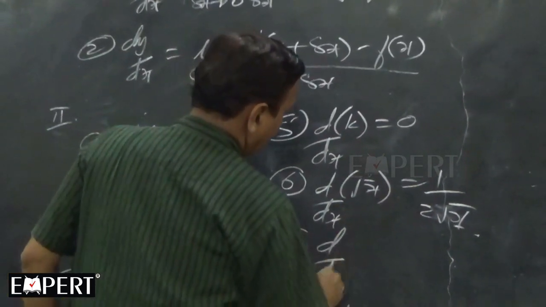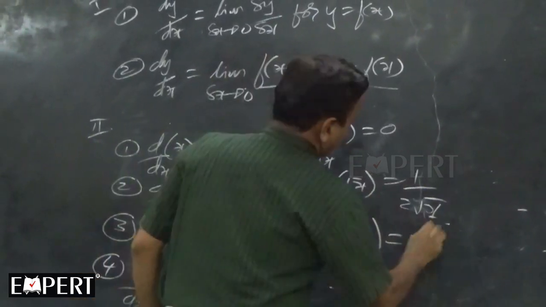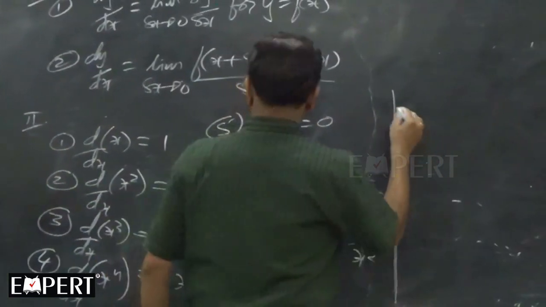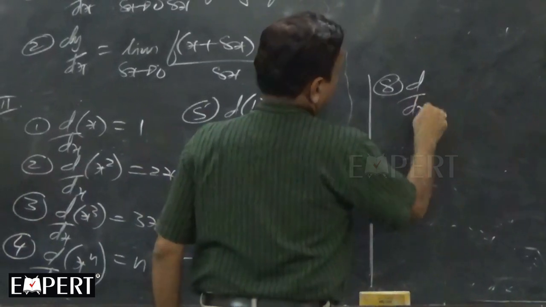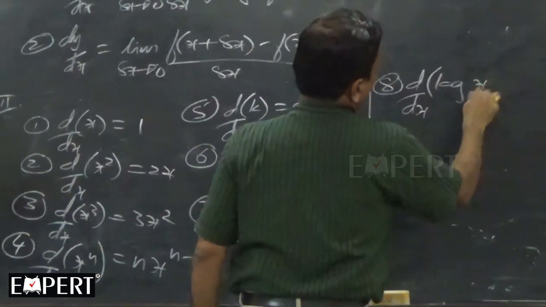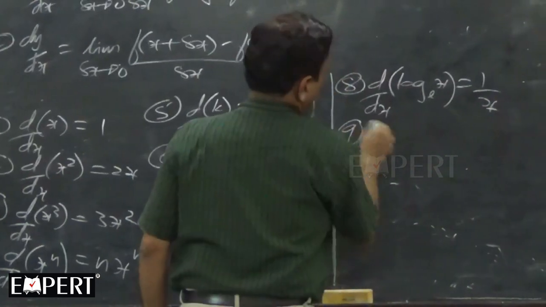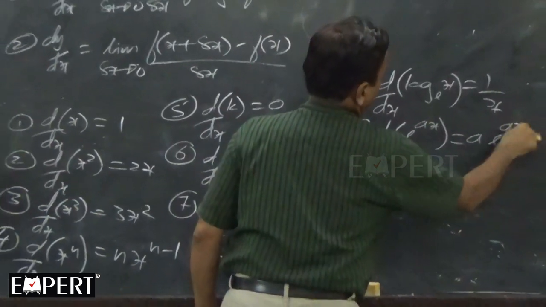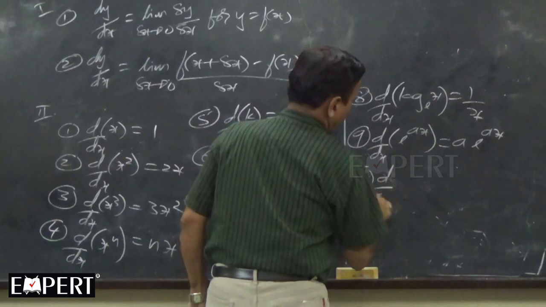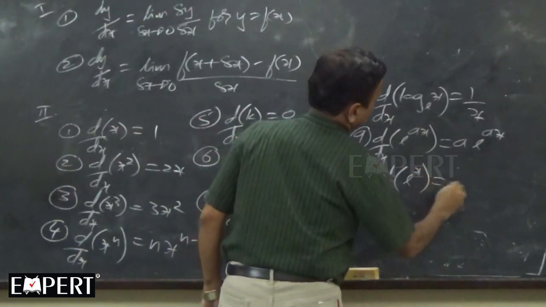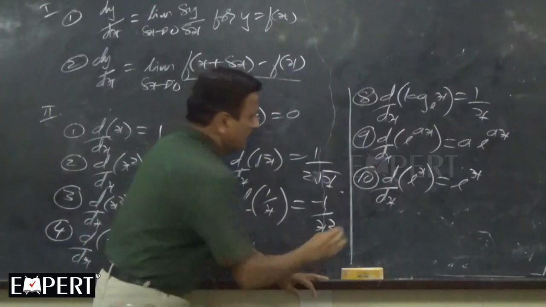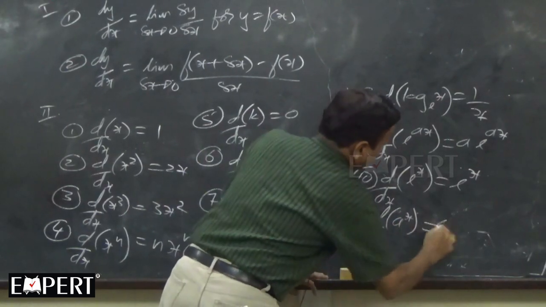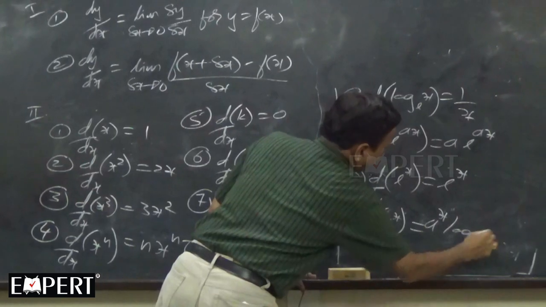Next, derivative of 1 by x is equal to minus 1 by x square. Next, we can have derivative of log x to the base e is equal to 1 by x. Next, derivative of e to the power of ax is equal to a into e to the power of ax. Next, derivative of e to the power of x is equal to e to the power of x. Next, derivative of a to the power of x is equal to a to the power of x into log a to the base e.